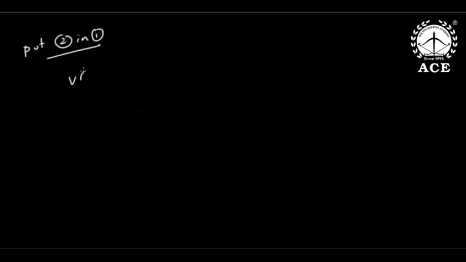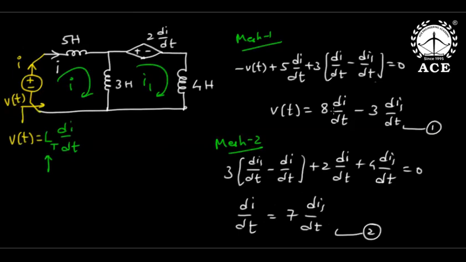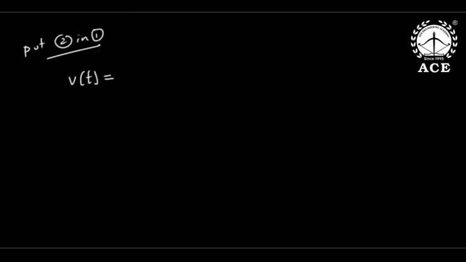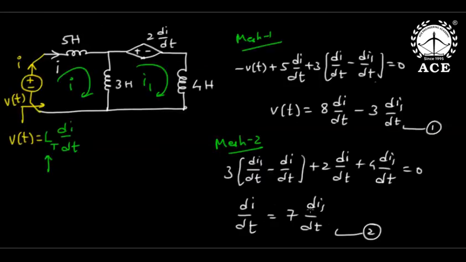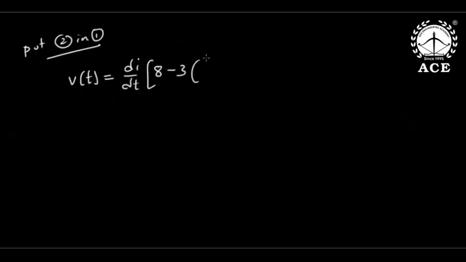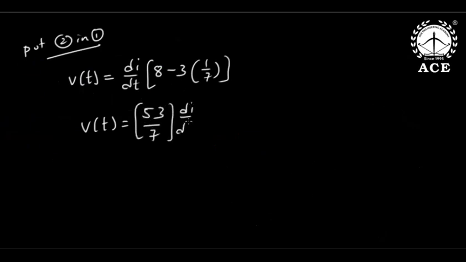V of t equal to 8 di by dt minus 3 di1 by dt. First I will take di by dt as common because that is the total current. So 8 minus 3 times di1 by dt, but from equation 2, di1 by dt is 1 by 7 of di by dt. So V equal to, 7 8s are 56 minus 3, 53 by 7 into di by dt. This is L total. So L total is 53 by 7 Henry.